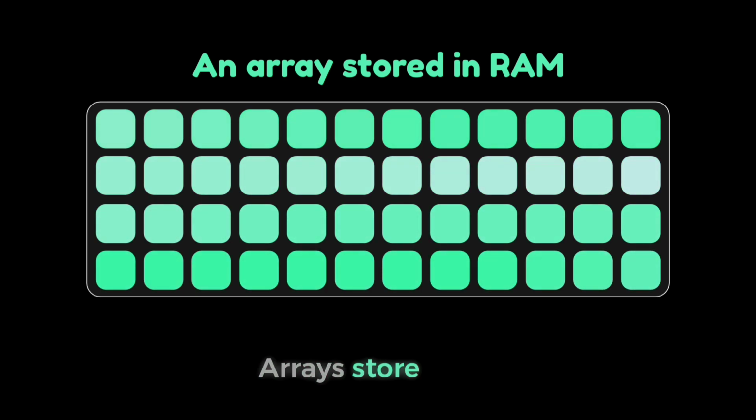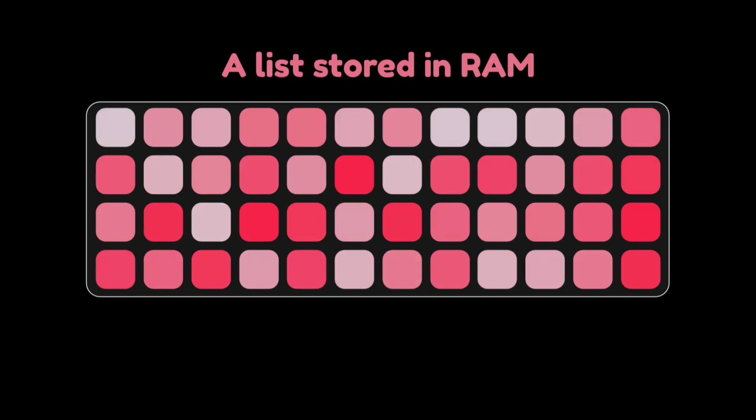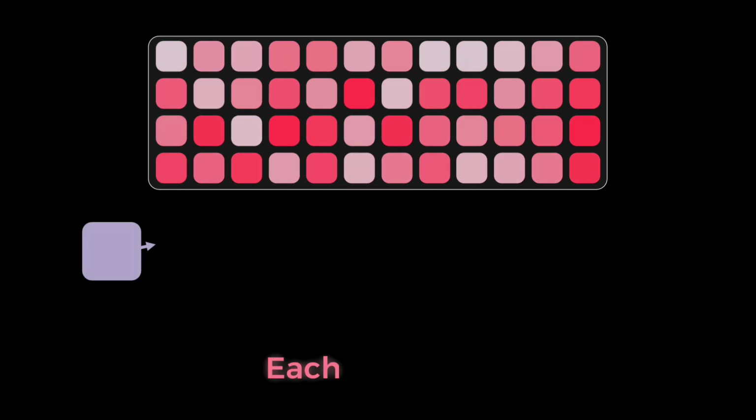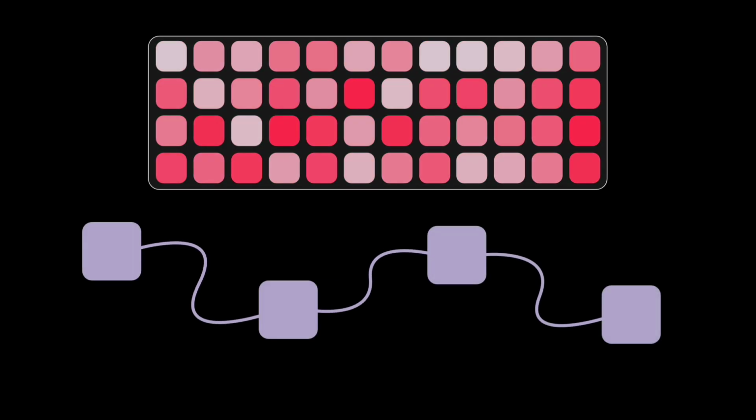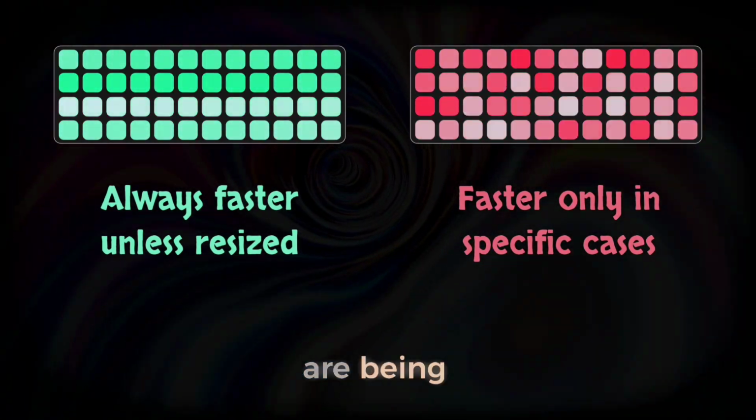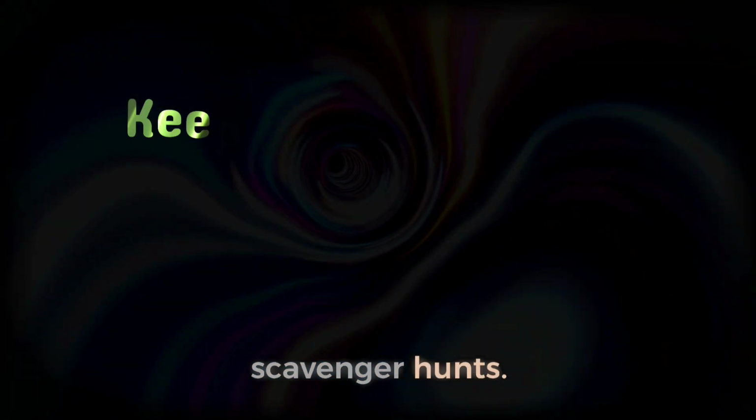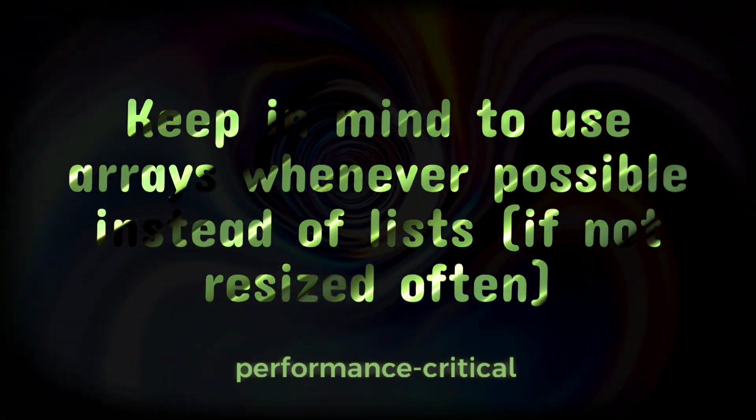Arrays store data contiguously in memory. Linked lists, they're all over the place. Each node holds a pointer to the next one, scattered across memory. That means arrays are cache-friendly highways, while linked lists are memory scavenger hunts. Use arrays when you can, especially for performance-critical tasks.